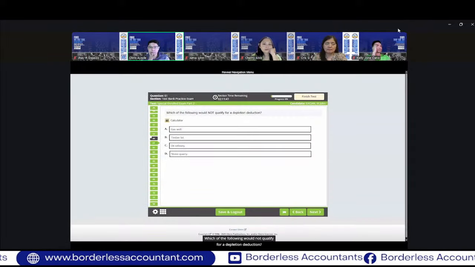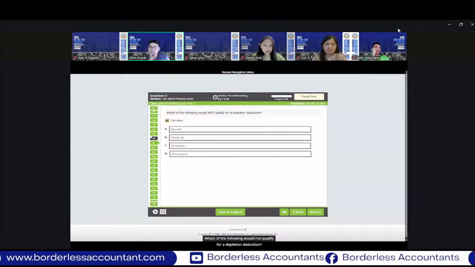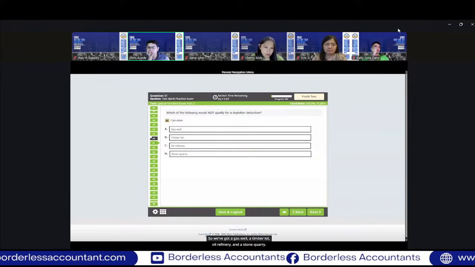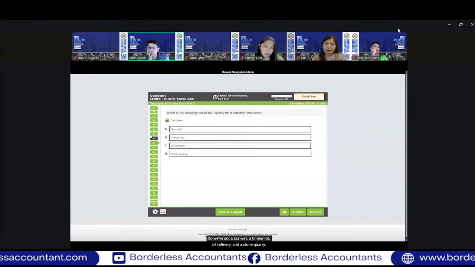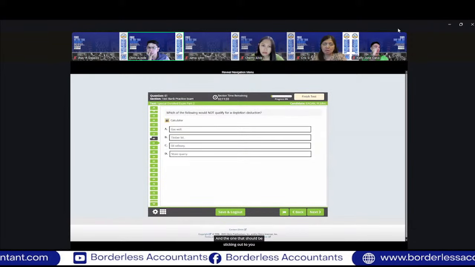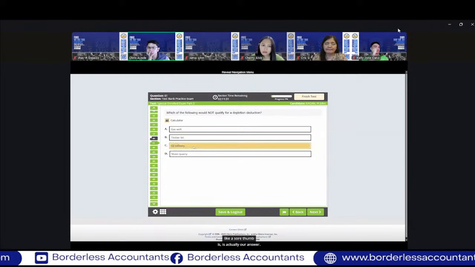Which of the following would not qualify for a depletion deduction? So we've got a gas well, a timber lot, oil refinery, and a stone quarry. And the one that should be sticking out to you like a sore thumb is actually our answer.